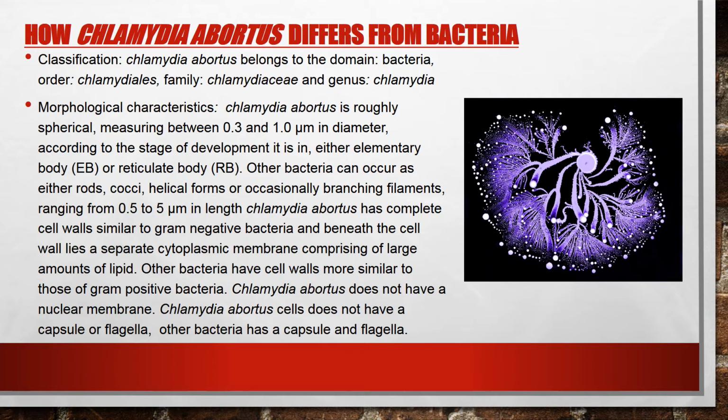Chlamydia abortus has complete cell walls, similar to gram-negative bacteria, and beneath the cell wall lies a separate cytoplasmic membrane comprising large amounts of lipid. Other bacteria have cell walls more similar to those of gram-positive bacteria.